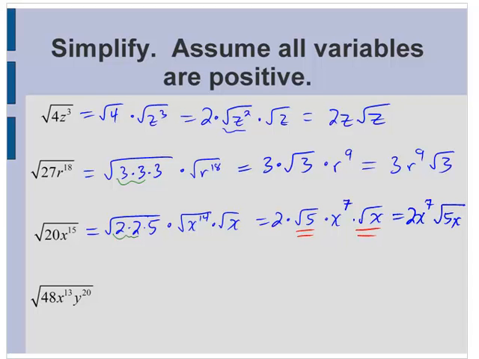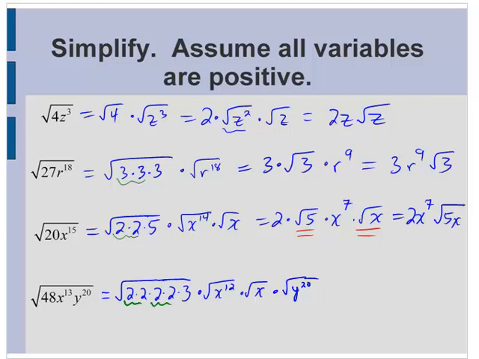All right, and why don't you try the last one on your own? Now would be a good time to pause. All right, so 48 is, using prime factorizations, 2 times 2 times 2 times 2 times 3. The square root of x to the 13th, let me break that up as an x to the 12th and a square root of x. And I'll leave the square root of y to the 20th alone, since it has an even power.